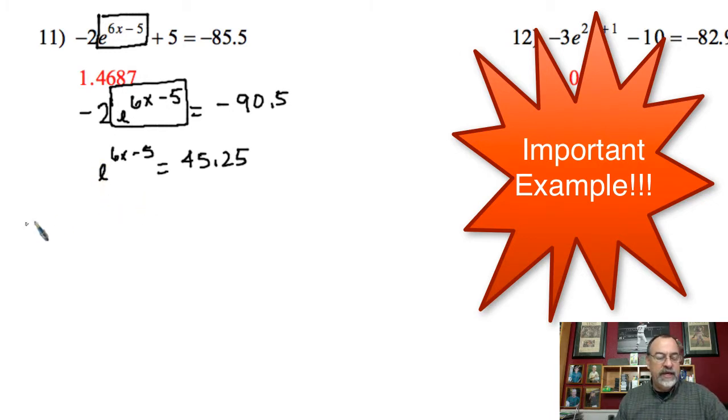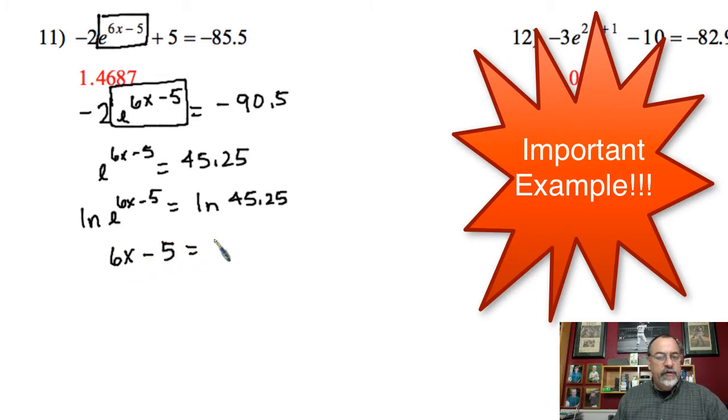Okay? Now that we have this term isolated, we can undo this exponent by taking a logarithm. But because the base is a base e, we're going to take the natural log of both sides. So we're going to take the natural log of e to the 6x minus 5, and then we're also going to have to take the natural log of this 45.25. Now remember what we talked about before. When we take the natural log of an e base, it simplifies to this 6x minus 5. Again, if you go back to evaluating logarithms, this means what's the exponent of e that will give me e to the 6x minus 5? Well, the exponent that will give me e to the 6x minus 5 is 6x minus 5. So that equals the natural log then of 45.25.